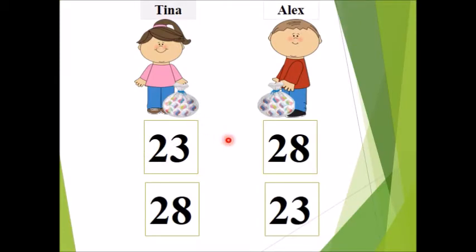We can show this by using the is less than and the greater than symbols. 23 is less than 28. 28 is greater than 23. We can say two sentences that mean the same. Tina has less marbles than Alex, since 23 is less than 28. Alex has more marbles than Tina, since 28 is greater than 23.